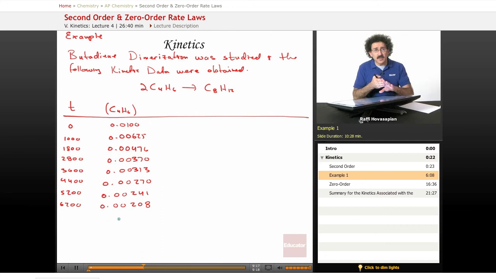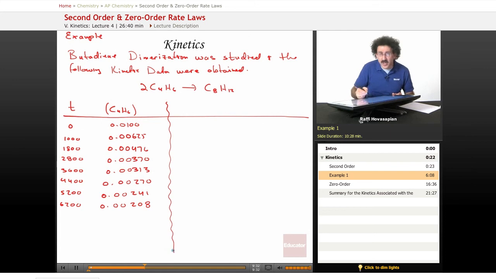Okay. Given this raw data, find the order of the reaction, find the rate constant, and find the half-life of this reaction based on the fact that we started with 0.0100 moles per liter of this butadiene. All right, so we need to check, is it first order or second order? So we need to plot both the logarithm of C4H6 versus time and the reciprocal of C4H6 versus time to see which one of these gives us a straight line. If the logarithm gives us a straight line, it's first order. If the reciprocal gives us a straight line, it's second order. That's how we do it.